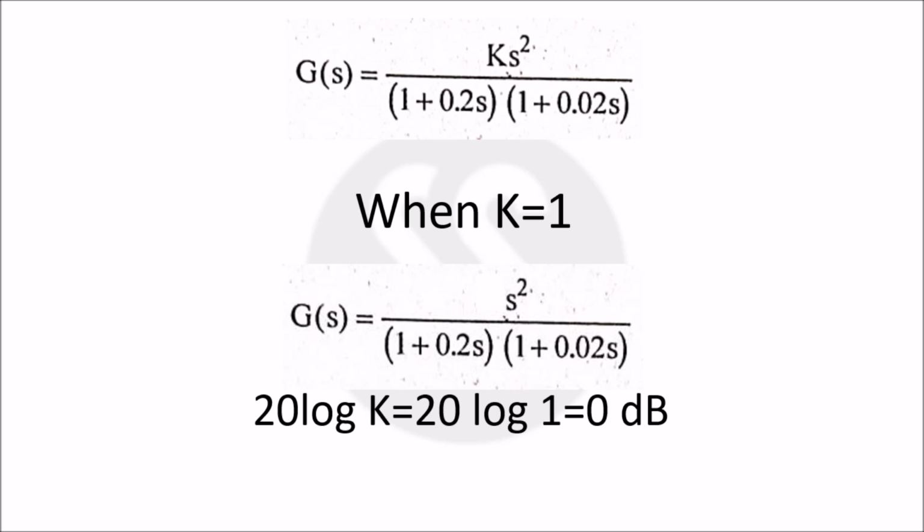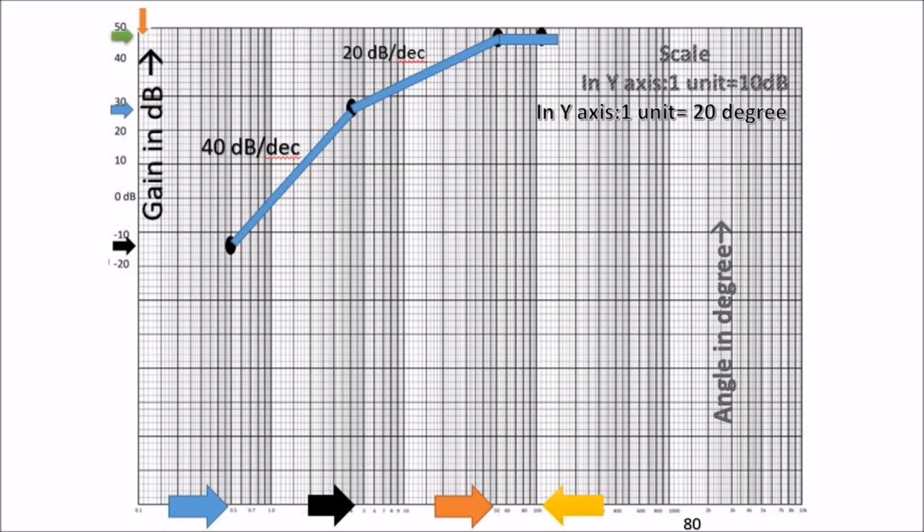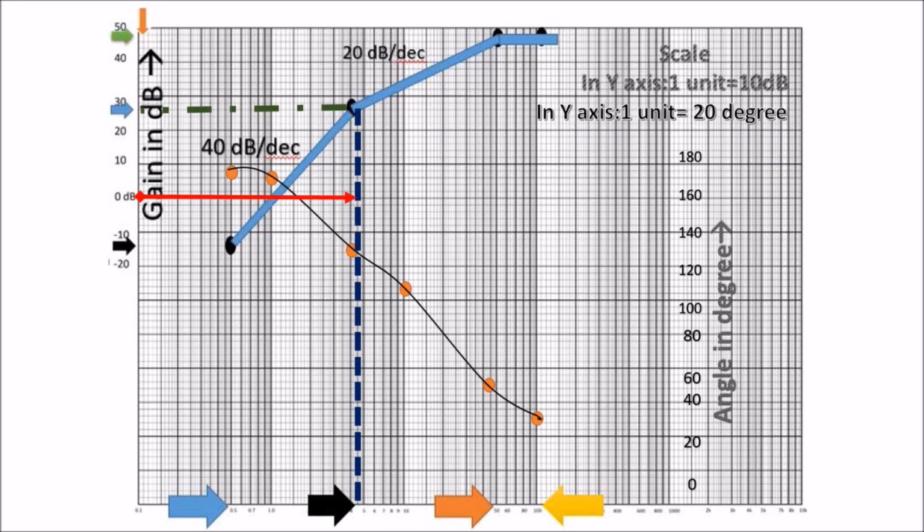That means if I take the k value as 1, then the decibel value, 20 log 1, equals 0 dB. If you plot this at 0 dB, you can see this red line. This red line corresponds to k equal to 0 dB, or k equal to 1. In normal scale, at k equal to 1, or at 0 dB, this is the k line, or this is the k point.